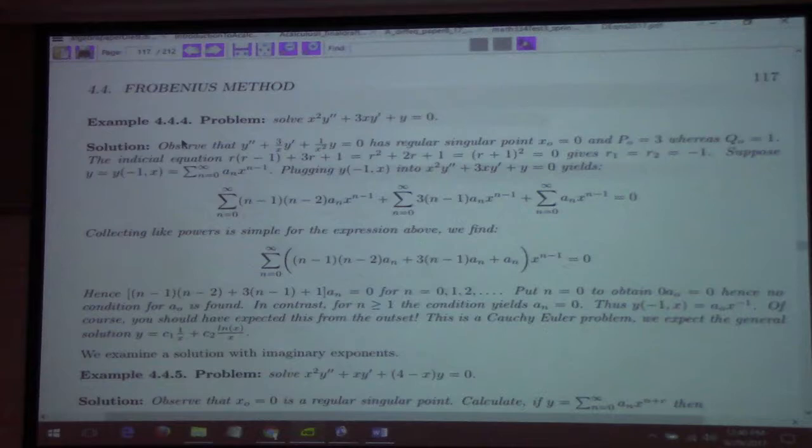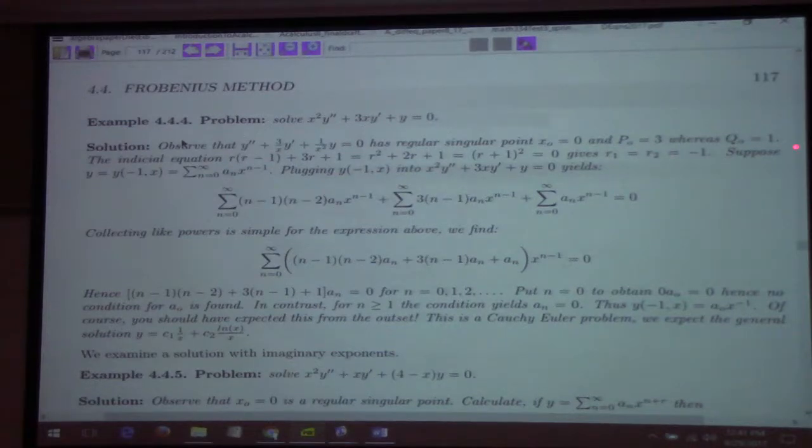Here's another one. This one will be easier, because this we already know how to do. This is a Cauchy-Euler problem. I have x squared with y prime prime, I've got x with y prime, I've got the y sitting on its lonesome. It is a regular singular point. So when we go through, the indicial equation is the characteristic equation. We get r plus 1 squared. This gives r1 equals r2 equals minus 1.